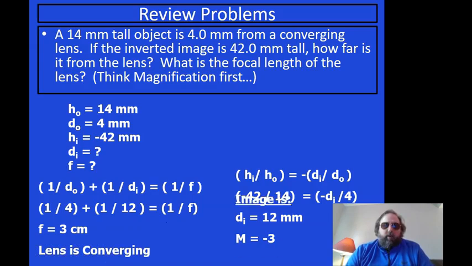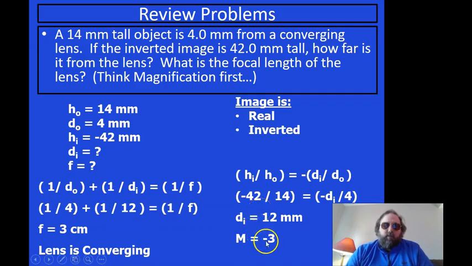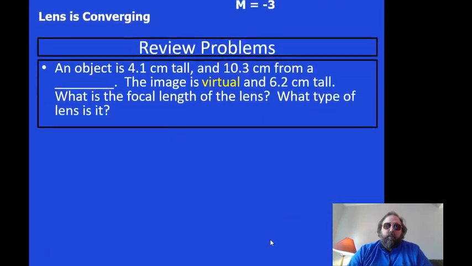Describing it real quick, the image is real. It's a real image because DI is positive. Inverted because we said it was inverted, but also because m is negative, and HI is negative. And then that is larger. M, even though it's a negative 3, still means it's bigger than 1 because 3 is bigger than 1. The negative just tells us upright or inverted. The number itself is what we want to look at when it comes to larger or smaller.